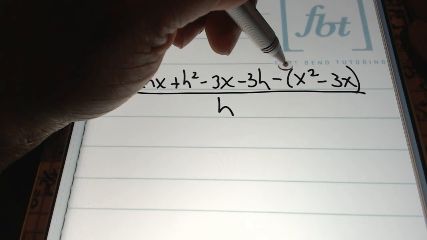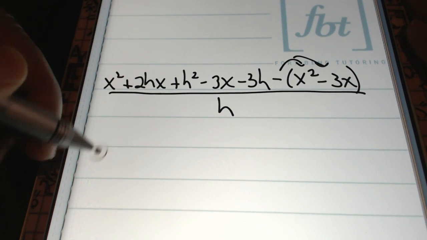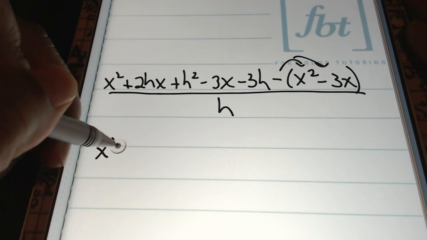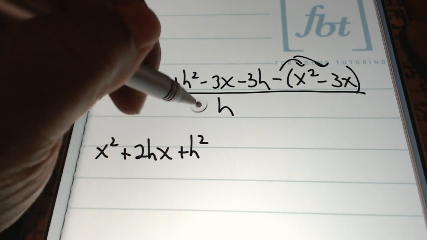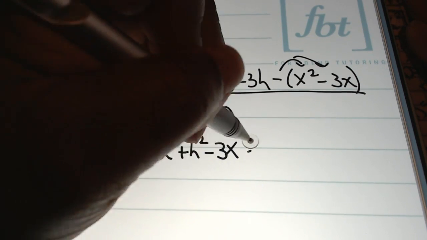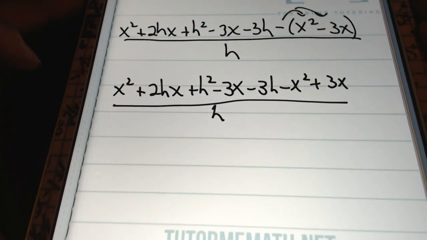I will be distributing, guys, that negative into this set of parentheses here in the numerator. We will rewrite this as x squared plus 2hx plus h squared minus the 3x minus 3h minus x squared plus 3x all over h. That's what we have thus far.